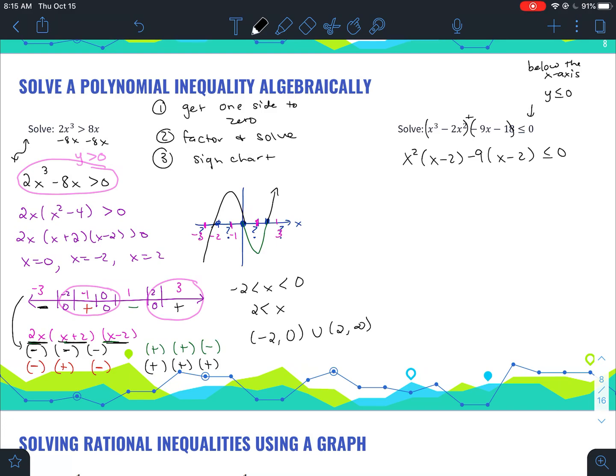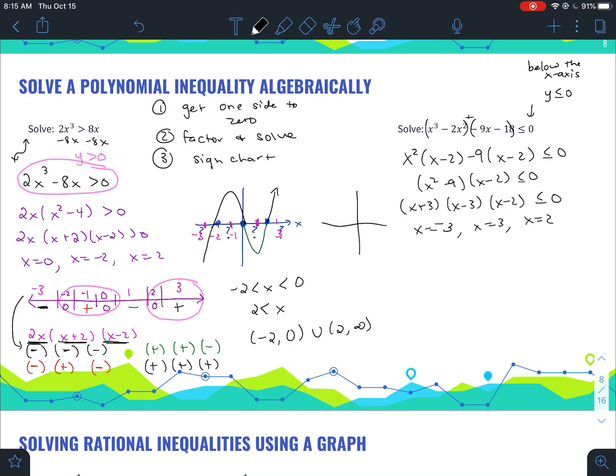Then less than or equal to 0. So I have x squared minus 9 times x minus 2 is less than or equal to 0. So x plus 3, x minus 3, x minus 2 is less than or equal to 0. So I have negative 3, positive 3, and 2. Those are going to be the zeros, or my x-intercepts.